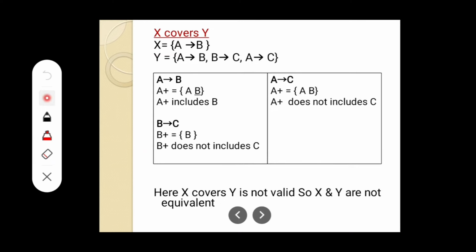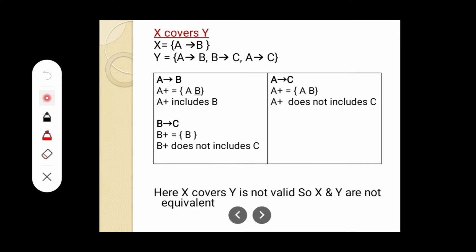Clear? So this is the concept of equivalence of functional dependencies. How can we say that two functional dependency sets are equivalent? Okay, it is not functional dependency, it is functional dependency sets. This is one set, this is another set. So our task is to check whether these two functional dependency sets are equivalent or not.